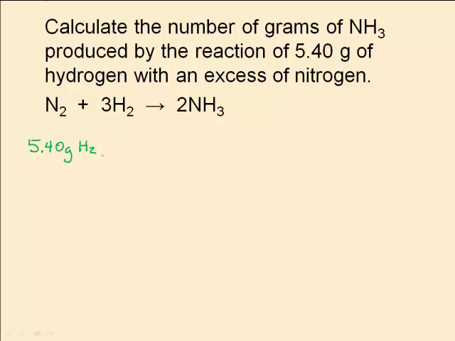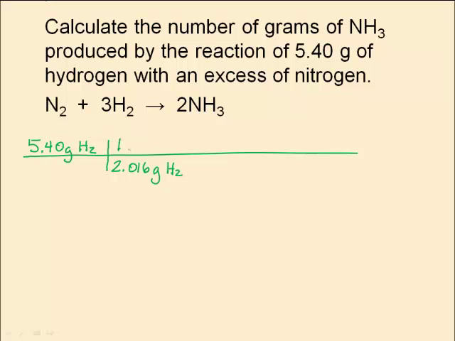So first we're going to convert from grams to moles by putting grams on the bottom and 1 mole on the top. The molar mass of hydrogen gas is 2.016. That is equal to 1 mole of hydrogen on top. Now we can do our mole conversion. We can put moles of hydrogen on the bottom to cancel, and we can switch that to moles of ammonia on top. This is where you use your coefficients. So for NH3, the coefficient is 2. 2 moles of ammonia for every 3 moles of hydrogen gas.